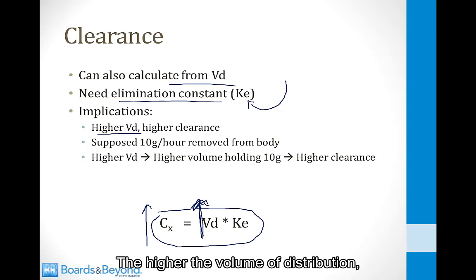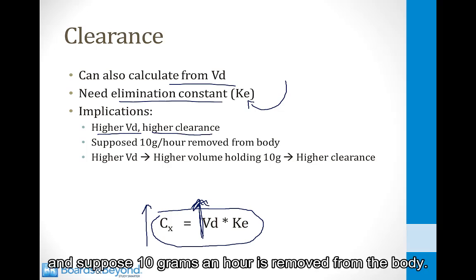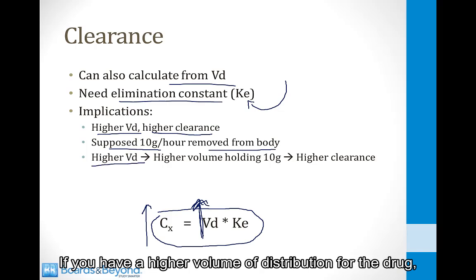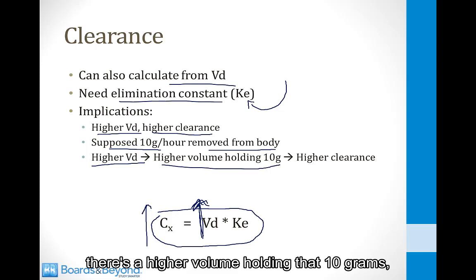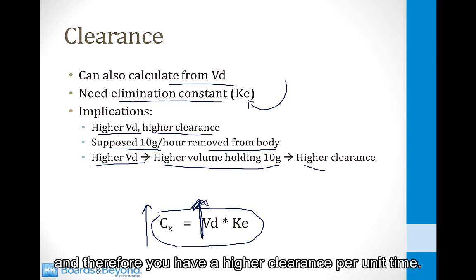The higher the volume of distribution, the higher the clearance. And suppose 10 grams an hour is removed from the body. If you have a higher volume of distribution for the drug, there's a higher volume holding that 10 grams, and therefore you have a higher clearance per unit time.